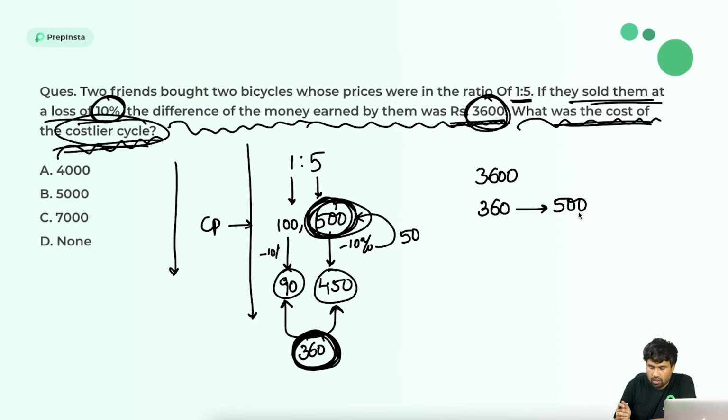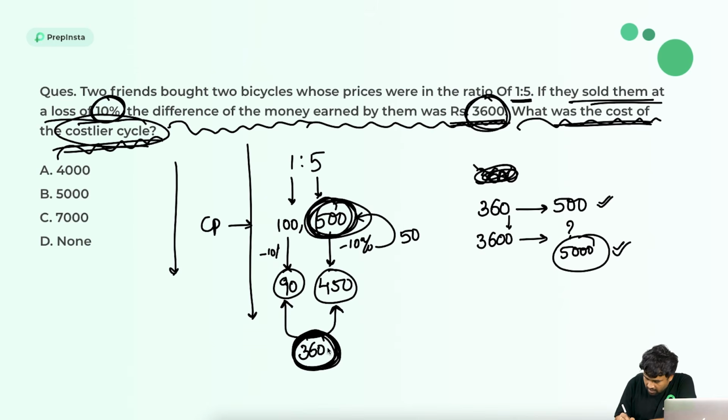So this is a comparison, like cross multiplication. In order to get a 360 rupees difference, the costlier cycle will be 500 rupees. But according to the problem, we need to get 3,600. Then what will the costlier cycle cost be? Simply, we have one extra zero, right? So the answer is 5,000. So the costlier cycle is 5,000. Then we will have all the extra zeros, so we will also get the difference 3,600. So option B is correct. 5,000 rupees is the costliest cycle cost.